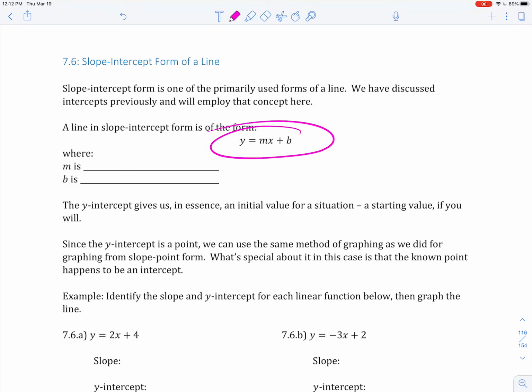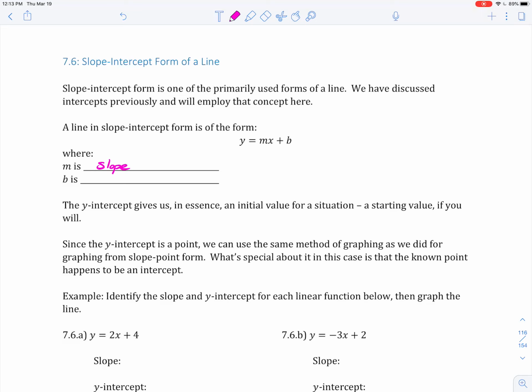Anyways, slope-intercept form is this thingy here. Y equals mx plus b. You'll probably hear y equals mx plus b a whole bunch of times. It's a very excellent form of a line. It gives us a natural contextual starting point, which we might see one day in our lives. I don't know. See where the road takes us.